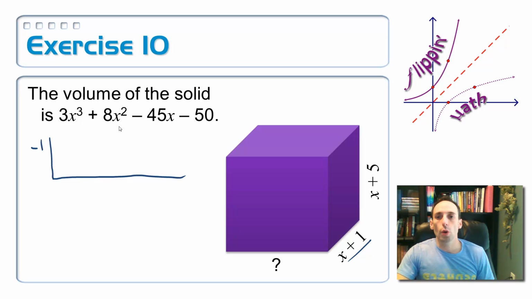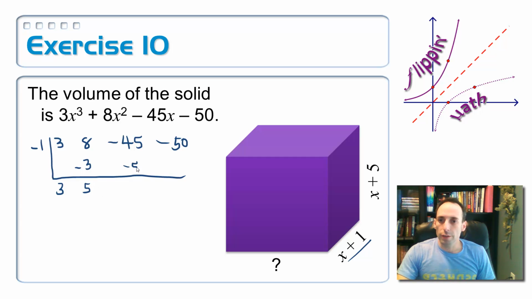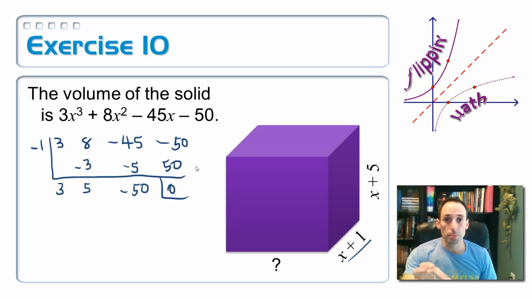And now list out my coefficients: 3, 8, negative 45, and negative 50. Assuming I'm not missing anything, no. Okay. Bring down the 3. Times the negative 1, negative 3. 5, negative 5. Negative 50 times the negative 1, positive 50. That's a 0, remainder of 0. That's what we should have expected because these things should go in evenly.